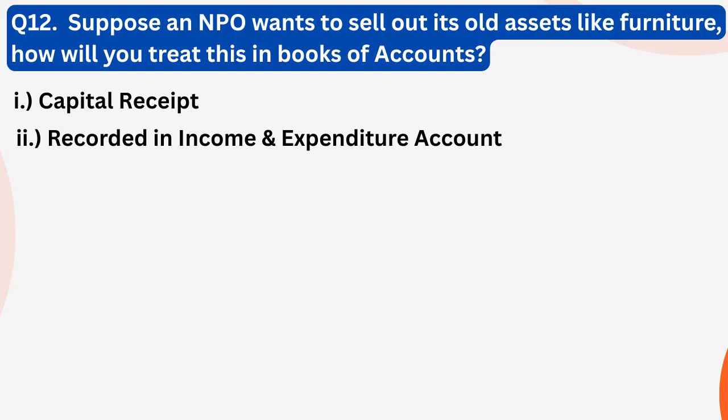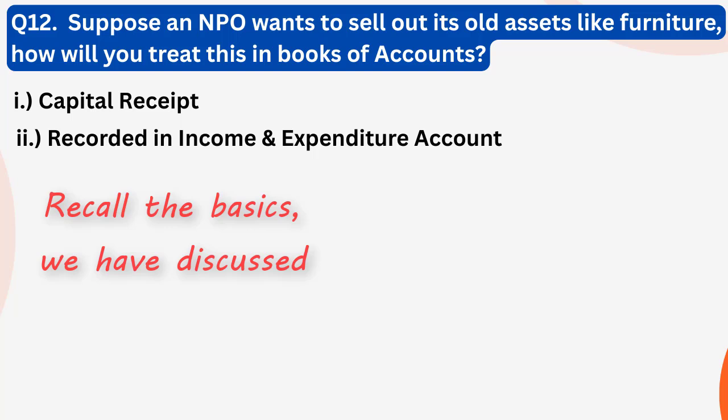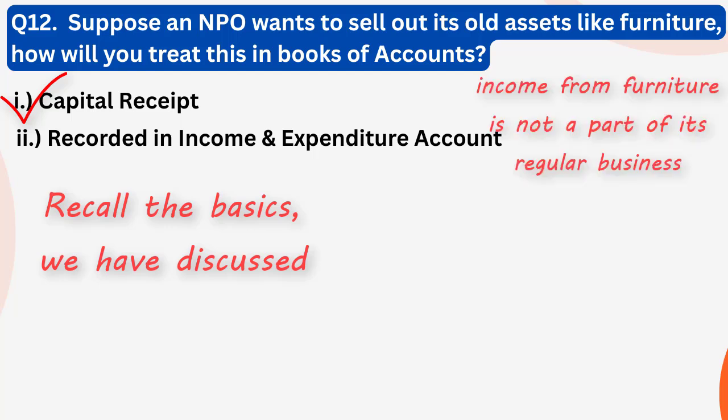Question number 12. Suppose an NPO wants to sell out its old assets like its furniture. How would you treat this? Now see, the answer to this question lies in the basics that we have just seen. So when an NPO or not-for-profit organization sells an old asset like its furniture, the transaction is treated as a capital receipt. Why is this so? This is so because it is not a part of the NPO's regular activities, right?